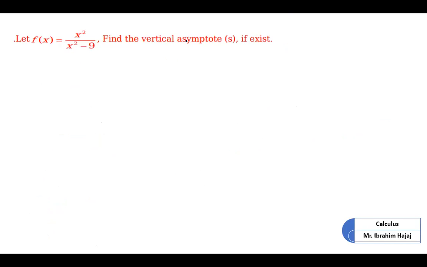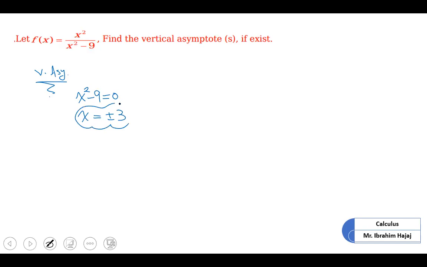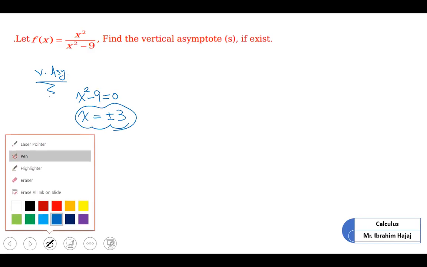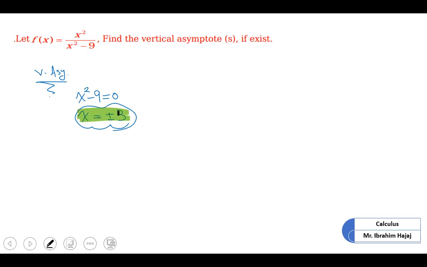Find the vertical asymptotes of this function. To find the vertical asymptote here, I think that we did a question like this before in this revision video. So let's do it again. To find the vertical asymptote, we have to let the denominator only equal to 0, and simply all of us know that it's going to be positive or negative 3.